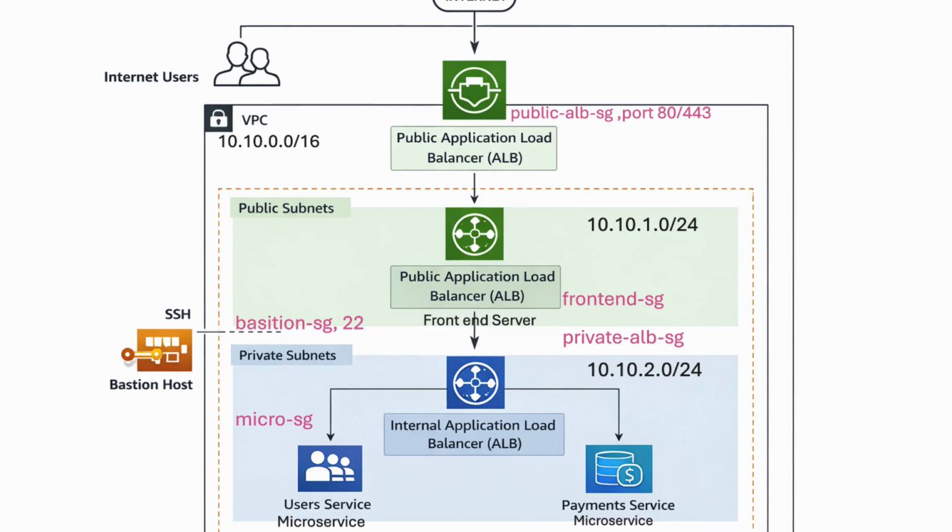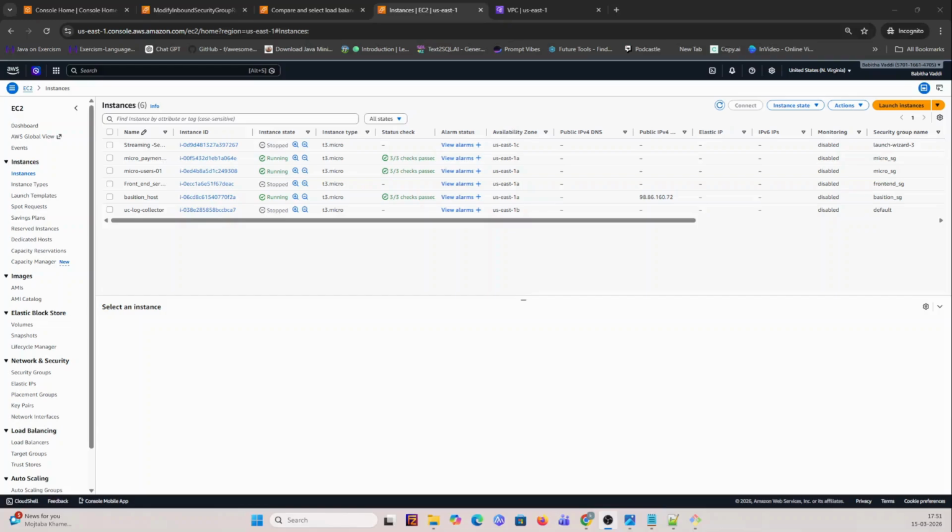So far we have completed creation of two of the EC2 machines. That is nothing but acting like microservices, like user and payment microservices. Now we are going to install the internal load balancer. But before that, we need to create target groups. So let's jump into creation of target groups.